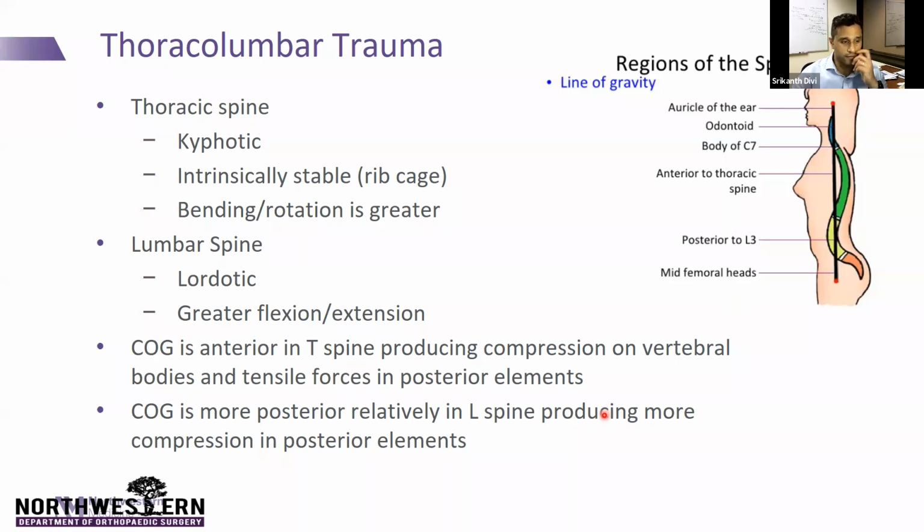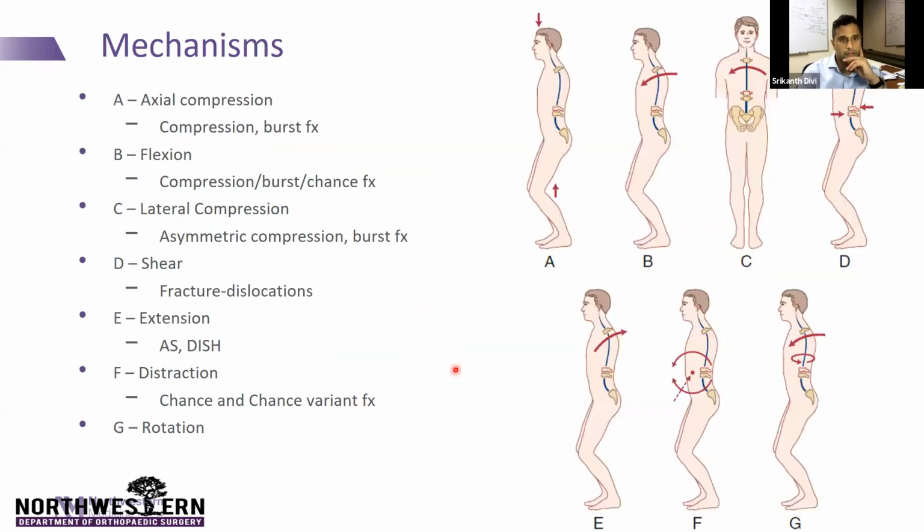Also the orientation of the facets. In the thoracic spine, they're coronally oriented, so you get bending, and in the lumbar spine, they're sagittally oriented, so you get flexion extension. This is a good picture to understand how injuries occur. Here in A, you have pure axial loading that can cause compression fractures anywhere along the spine, depending on what we talked about. If it's in the lumbar spine, the compression falls along the anterior column, or middle column compressive forces.